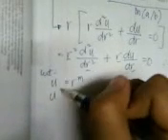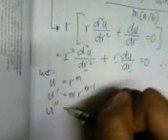So first we let u is equal to r raised to m. So u prime is equal to m times r raised to m minus 1, and u double prime is equal to m times m minus 1 times r raised to m minus 2. So we substitute this into the general equation.